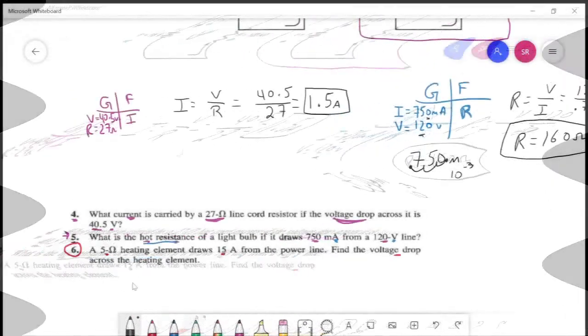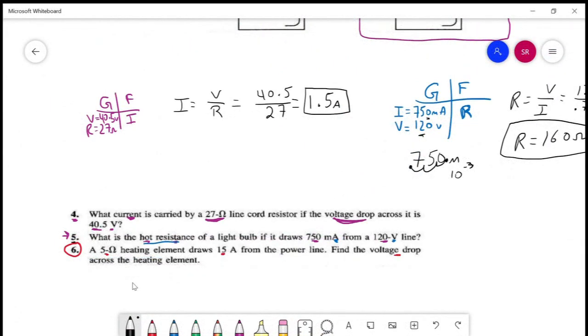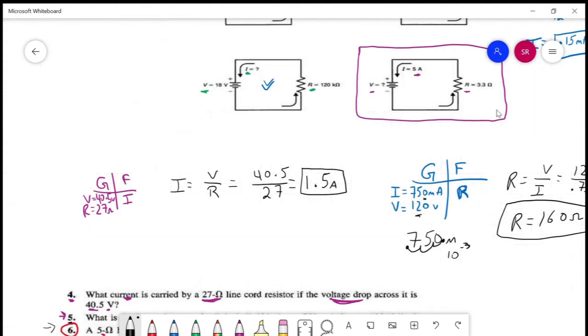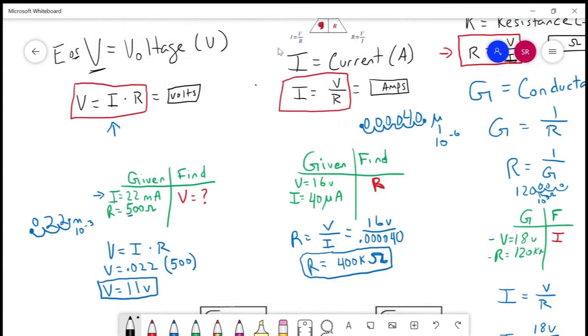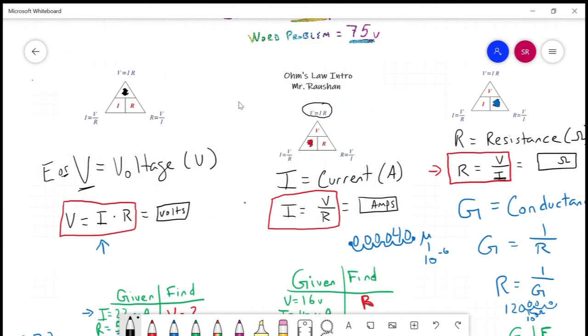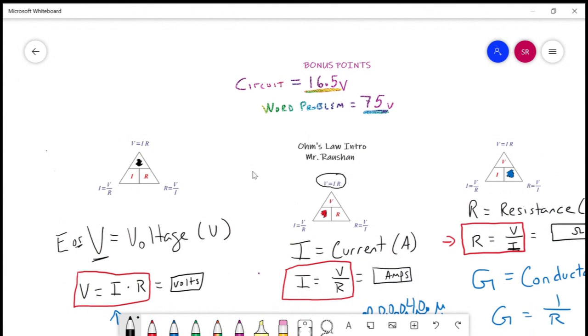Alright, so as I stated, I wanted you guys to find a solution for number 6 and a solution for this guy highlighted in purple, right? This circuit right here. So we'll scroll up to get the answer, and the answers to your bonus points are the following. For the circuit, it should be 16.5 volts. For the word problem, it should be 75 volts.